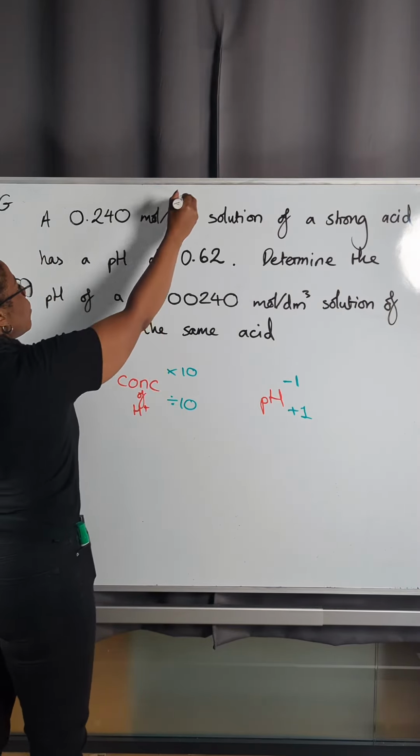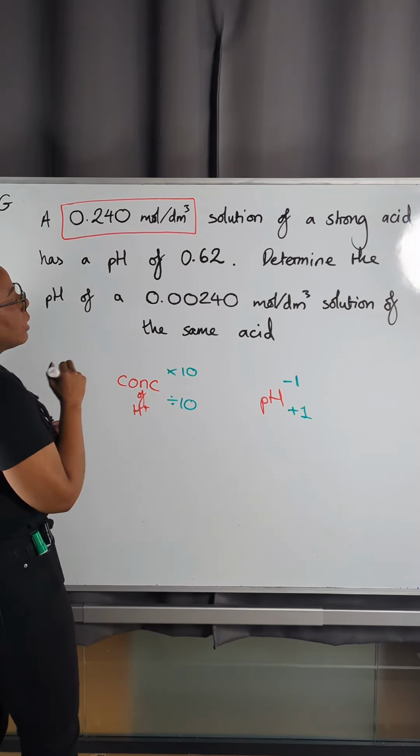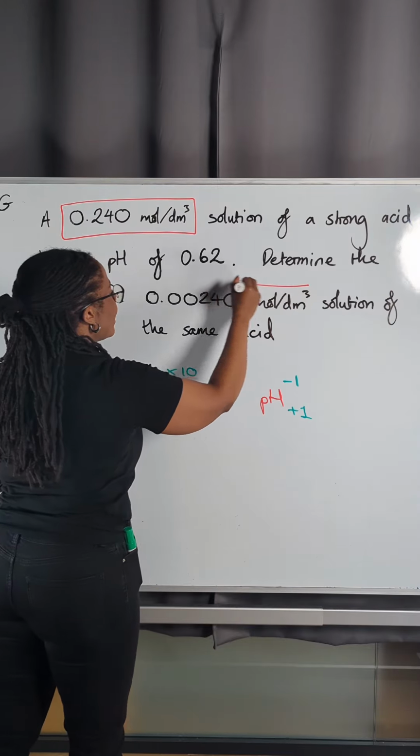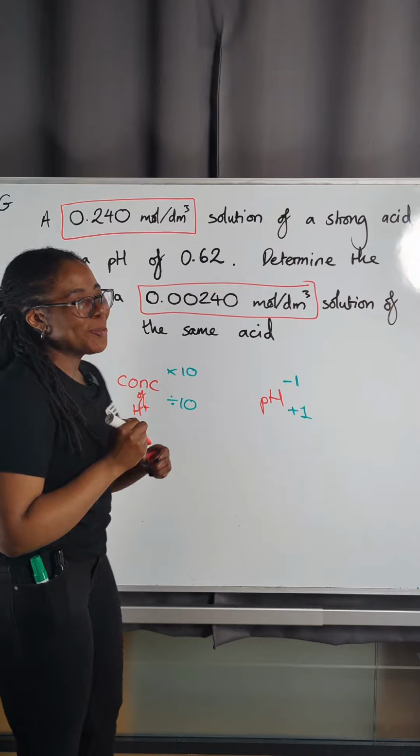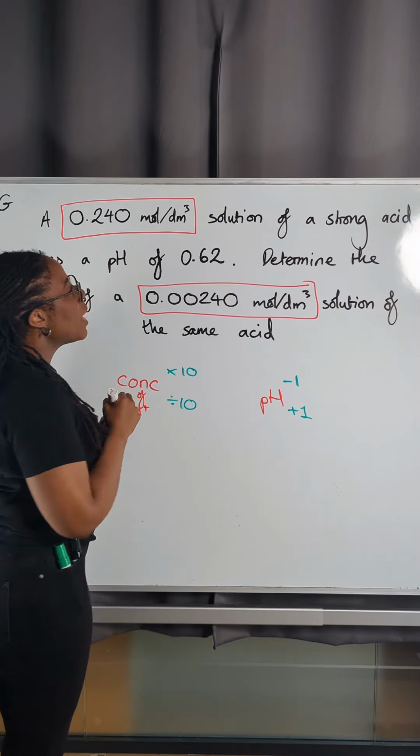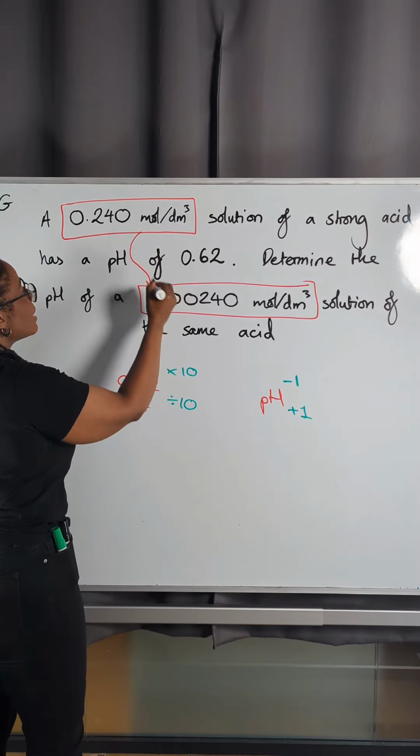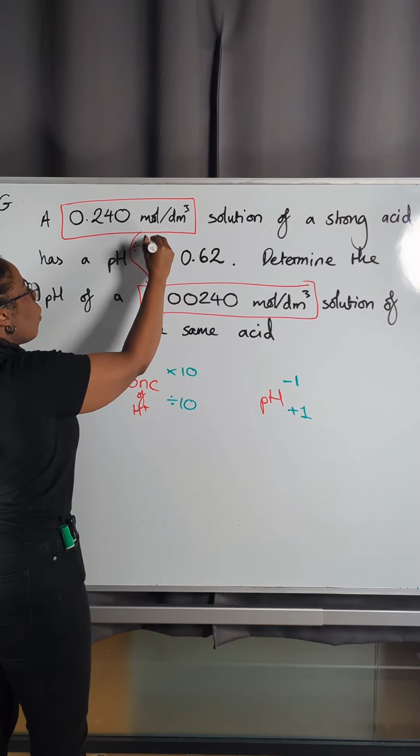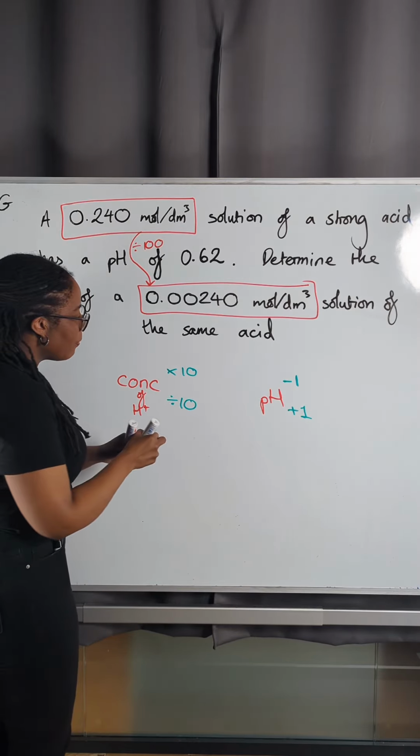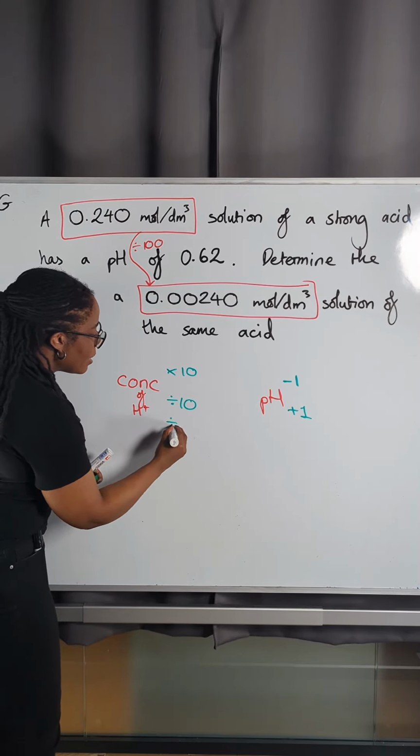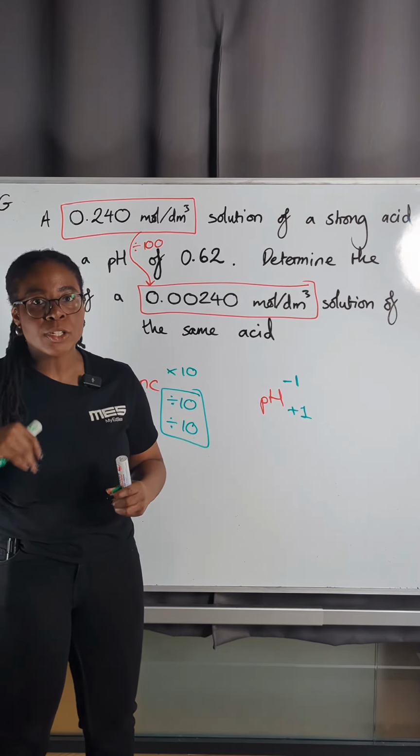We are starting with a 0.240 mole per dm cube solution, and we're going down to a 0.00240 moles per decimeter cube solution. So in terms of the change in concentration, that concentration is being divided by 100, which is the same as saying that we are dividing by 10 and then dividing by 10 again, right? We're dividing by 10 twice.